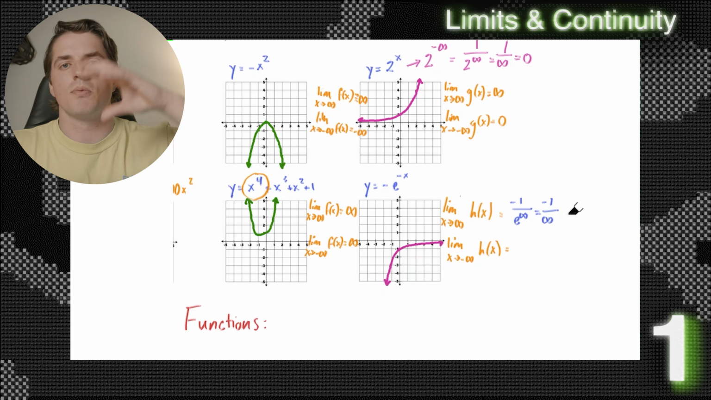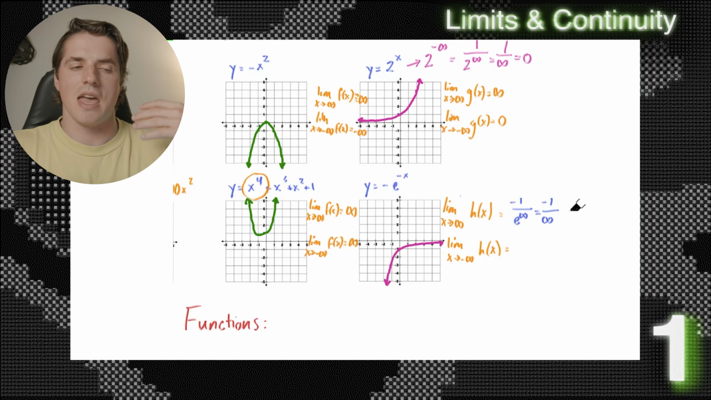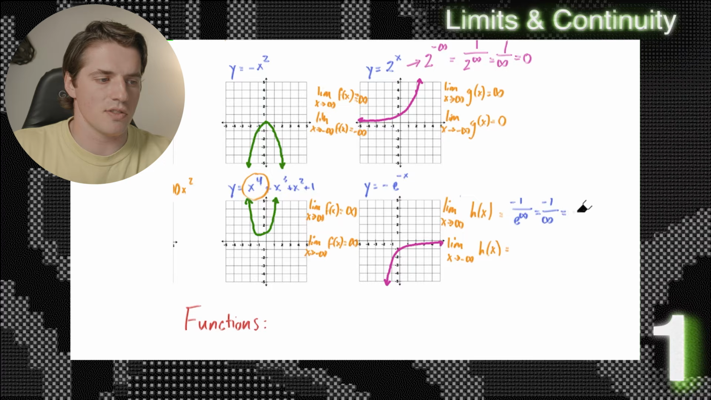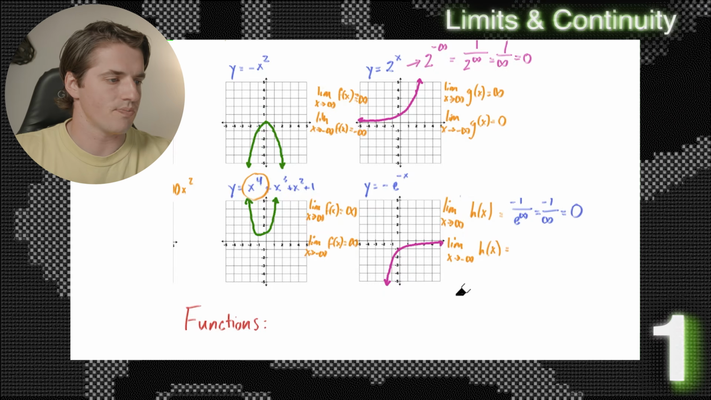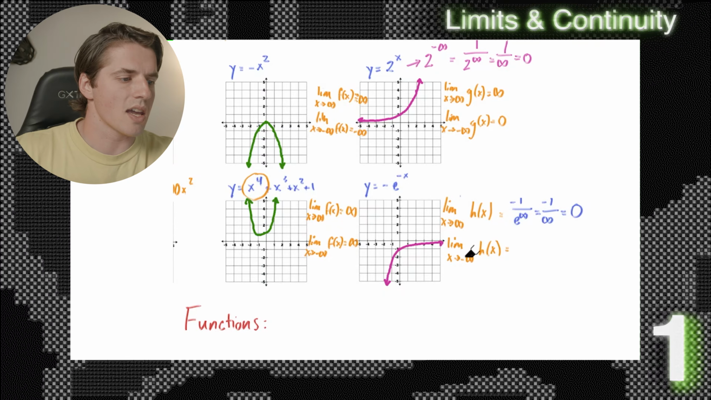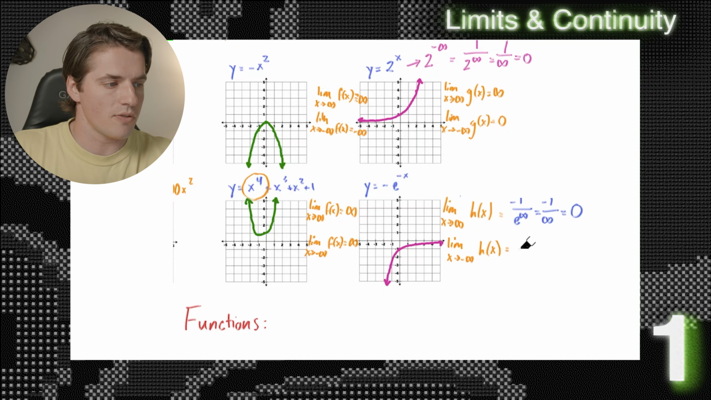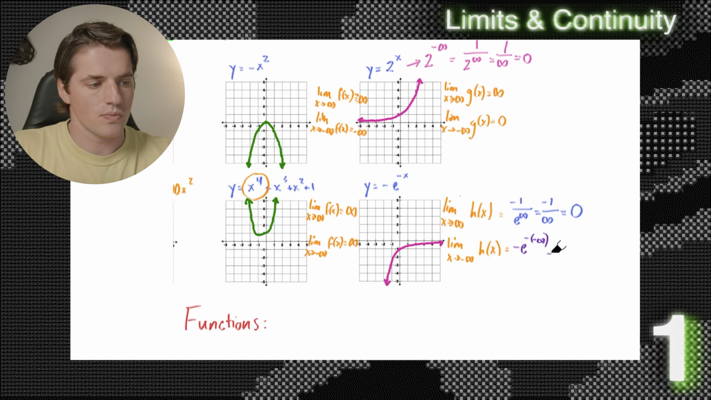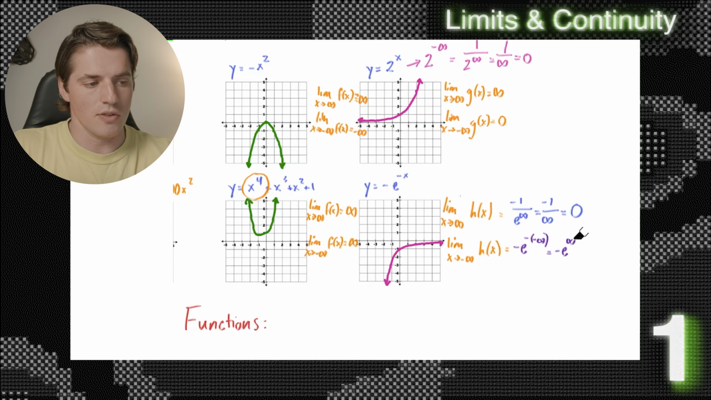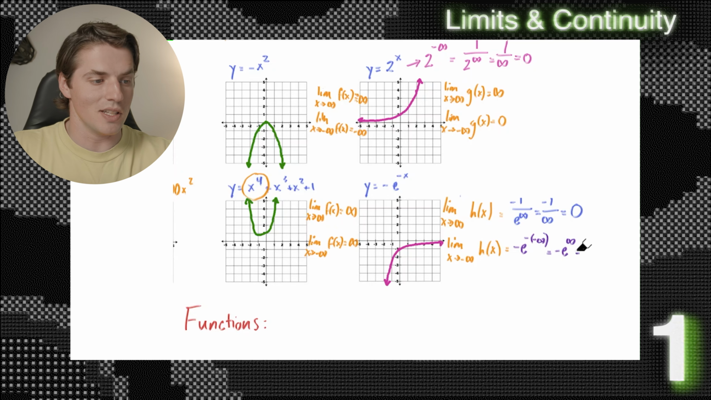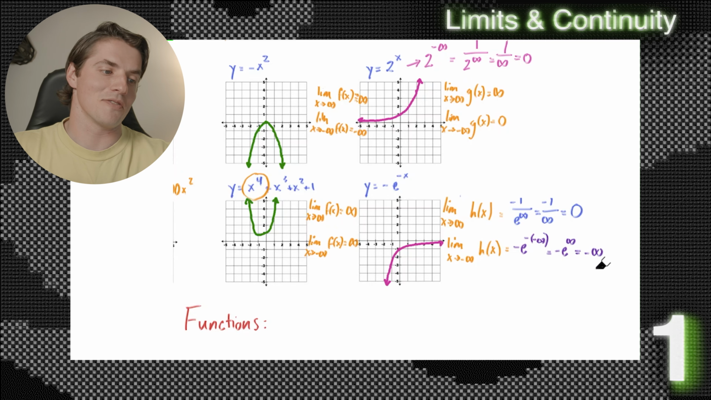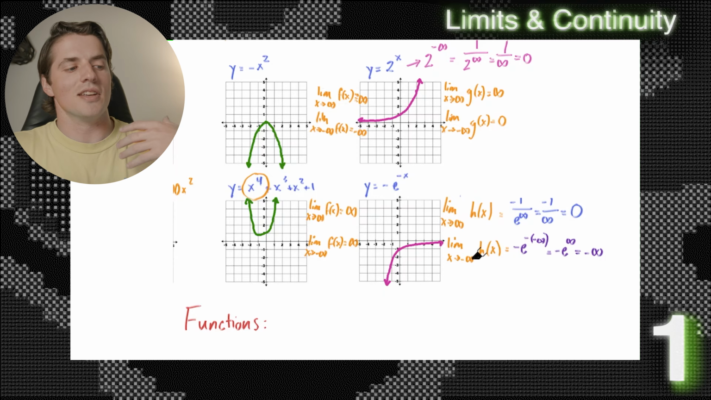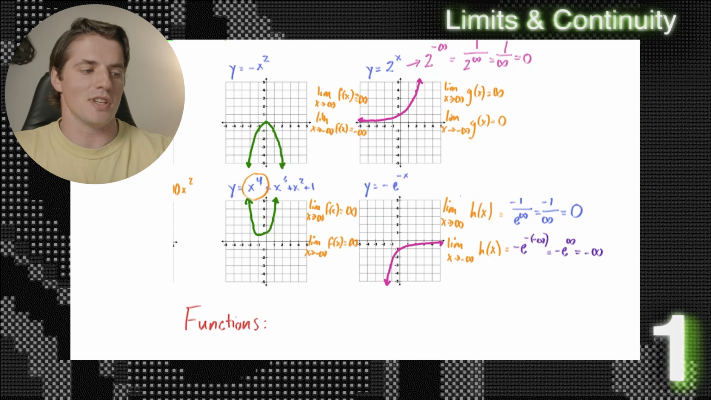Negative 1 over infinity, once again, doesn't matter that it's negative. Anything divided by infinity will be essentially 0, so we'll say this is just 0. We're going towards 0 here. And as we go towards negative infinity, we have negative e to the negative infinity, which is negative e to the infinity. E to the infinity is infinity, so negative infinity is our answer. So as we go towards negative infinity, the limit of h of x here would be negative infinity.